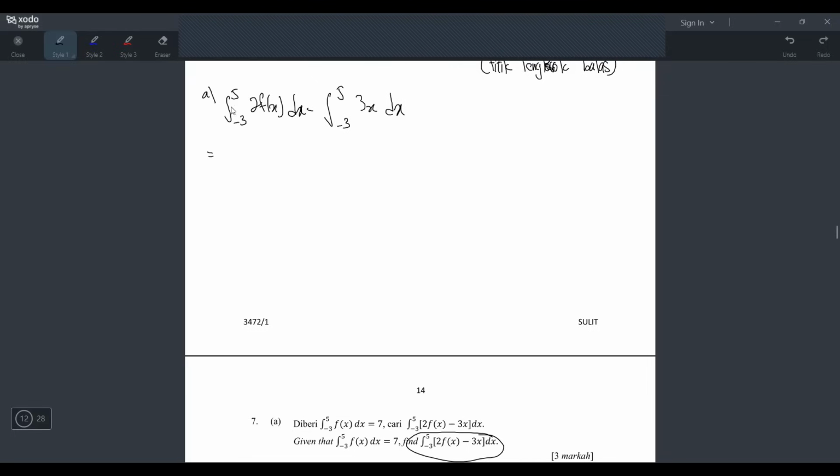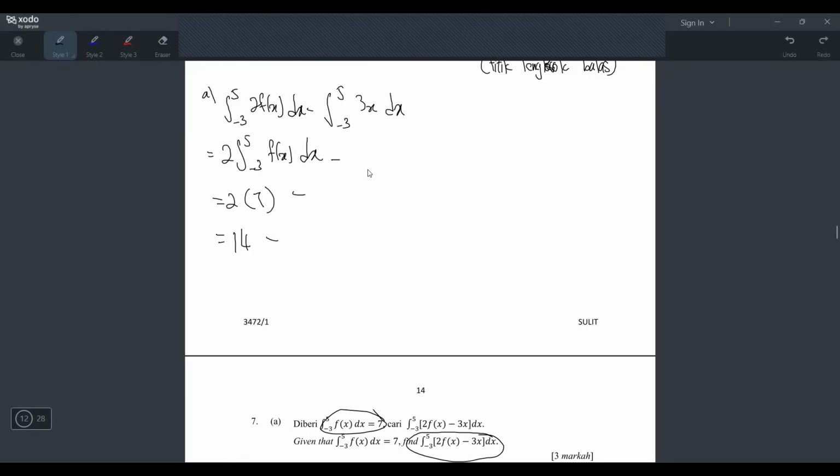And when you separate it, now you're left with this one, right? And if you have 2 and f(x) multiplied, the 2 can be placed in front. So it becomes 2 times the integral from negative 3 to 5 of f(x) dx, right? And we already know the integral from negative 3 to 5 of f(x) dx is 7, right? So this whole thing will just be 7. And 2 times 7 is 14. But you still have to minus this one, right?